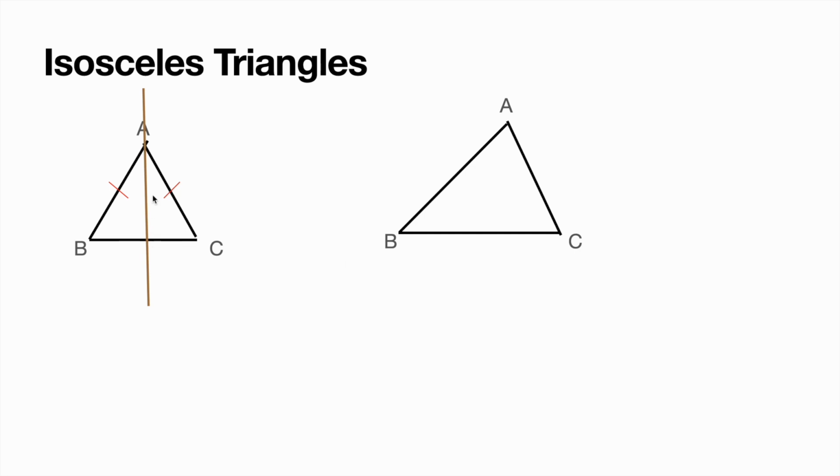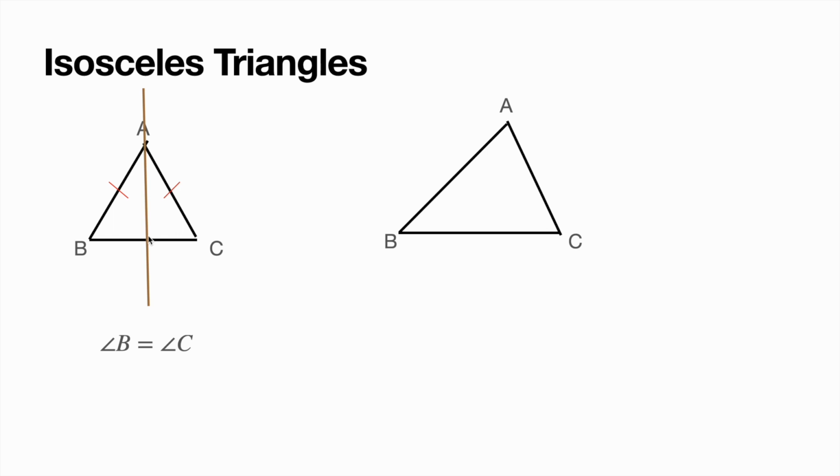In other words, if you fold along this brown line, imagine you fold along this line, the left part and right part will overlap each other. They will be exactly the same. So this is what isosceles triangles are like. Also, in an isosceles triangle, we know that angle B and angle C are the same because they are mirror images of each other. So they should be the same.